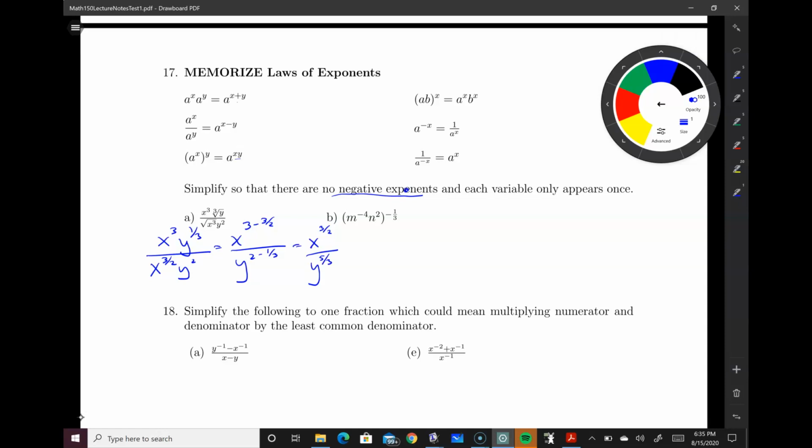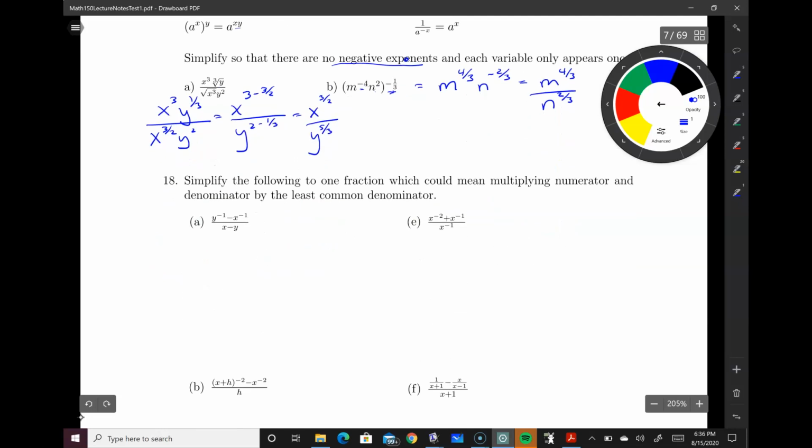All right, this here, I'm going to distribute this, multiplying these numbers. So I would get to the 4/3 power. Multiplying this, I'd get to the negative 2/3. So rewriting with positive exponents, I would just move this n term to the denominator.